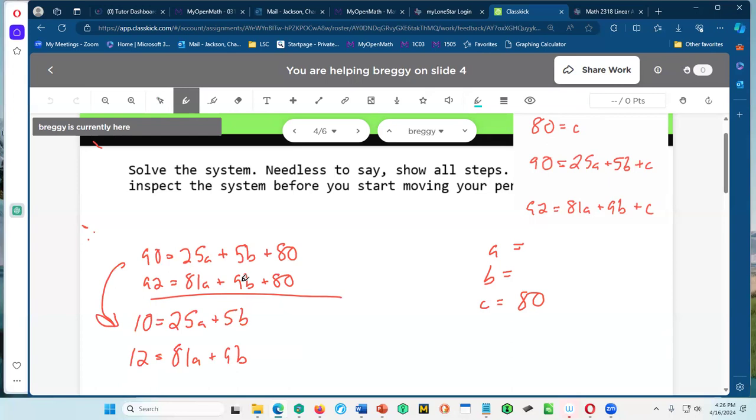And you can, if you like substitution, it can be done with this. You'll take an extra step at the beginning. If you like the addition method, then you can totally do that too.